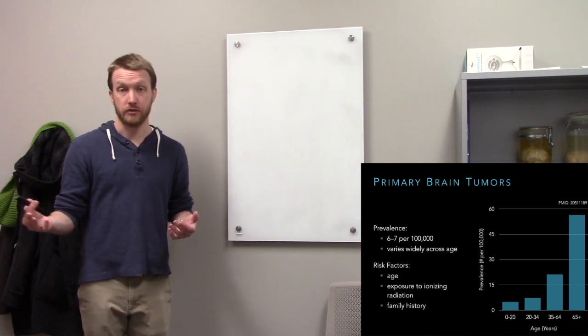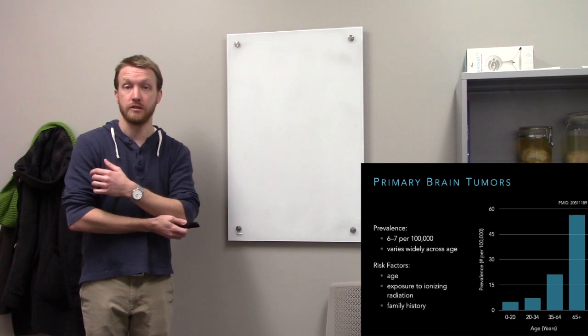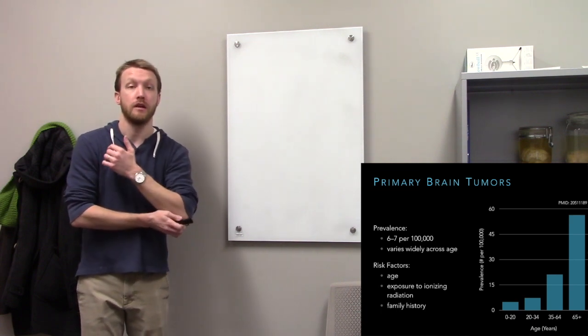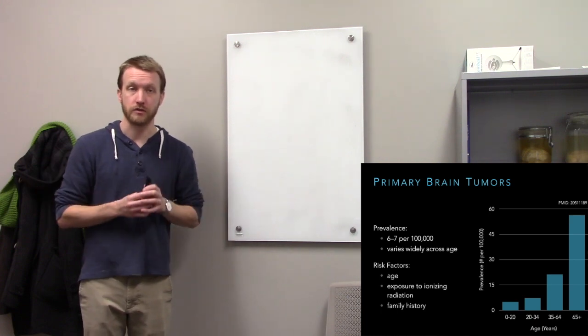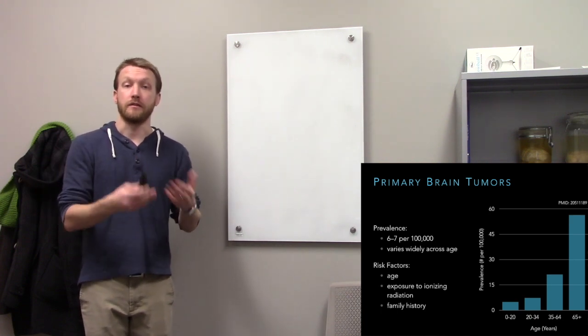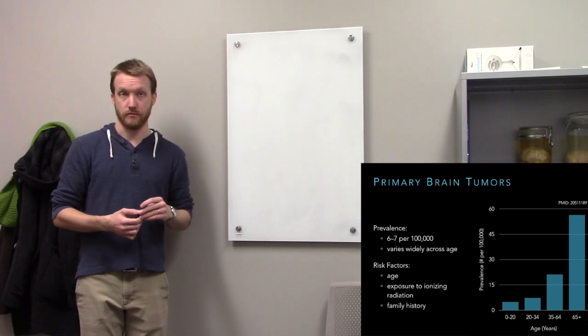And a family history. So if you have heritable mutations in, let's say, P53, so if your family's P53 doesn't work quite as well as other folks, you might have an elevated risk of developing cancer.